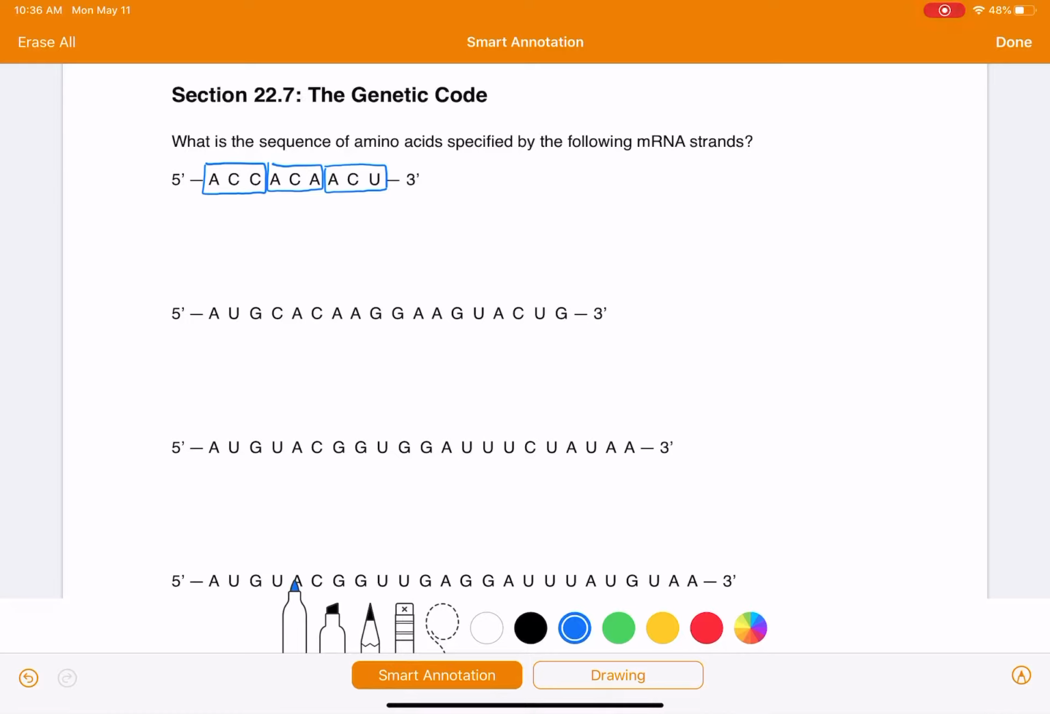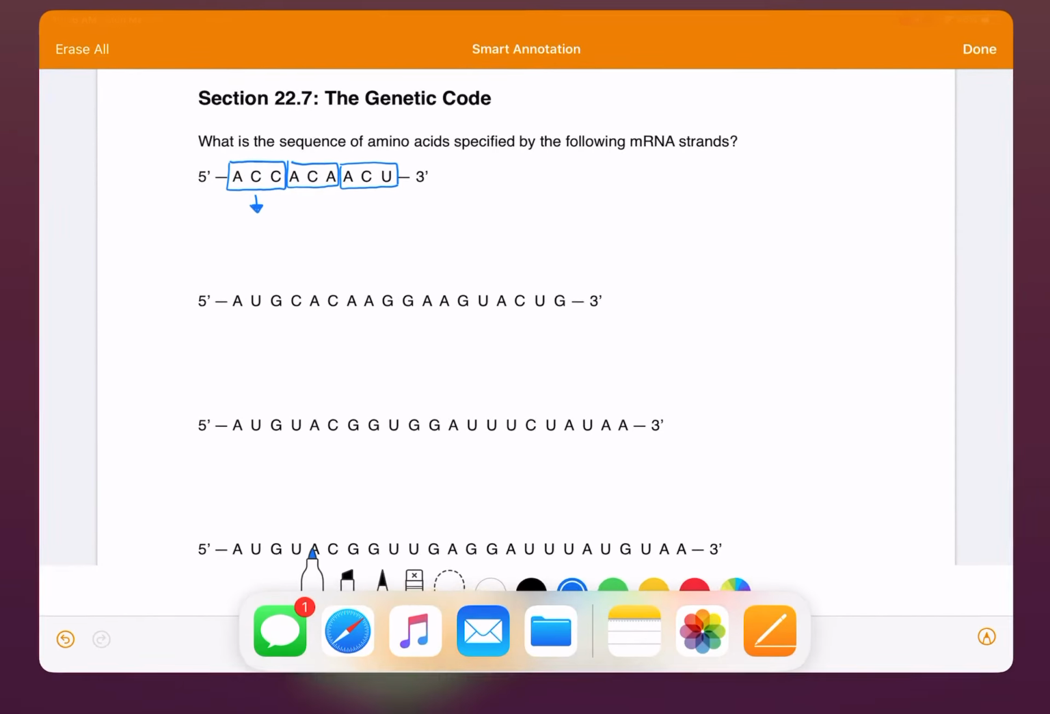And once you've got them divided up into sets of 3, then you're going to go back to that table, either the table in your book or look one up online, and find the amino acids that correspond to each of these sets of 3. So for example, our first set is ACC, and then we have ACA and ACU.